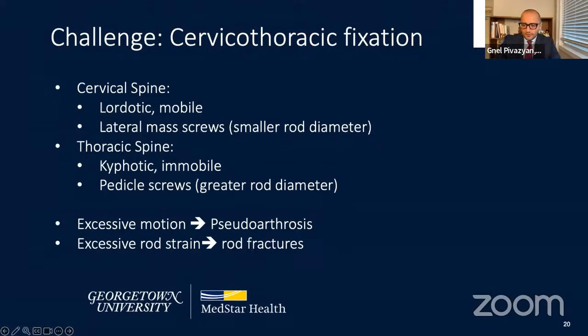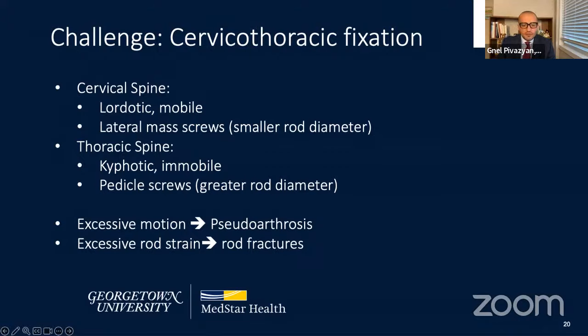And the cervical and thoracic spine differ not only in physiology in terms of alignment and mobility, but also in hardware designs. For instance, the cervical spine typically is instrumented with lateral mass screws, which accommodate smaller diameter rods, compared to the thoracic spine pedicle screws, which can accommodate greater diameter rods. So choosing the most optimal diameter, material of the rod, and configuration can be challenging.